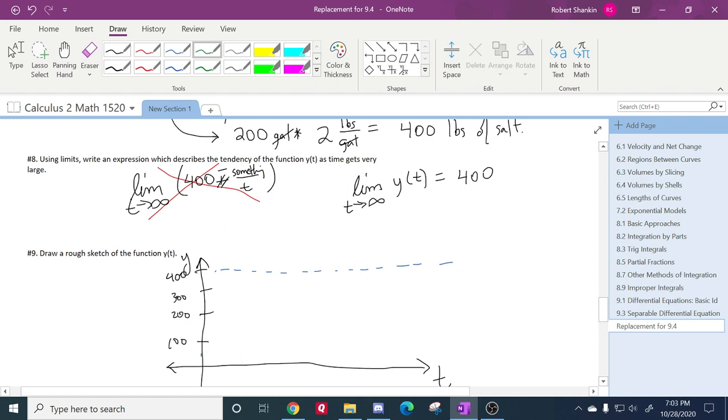We're going to be adding salt. But as we get close to this, it's going to get really infinitely close to that without ever touching it.